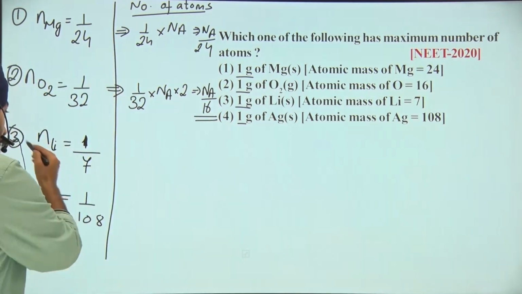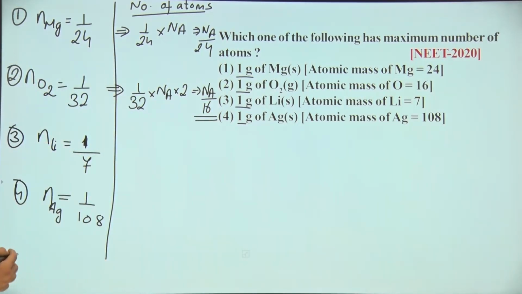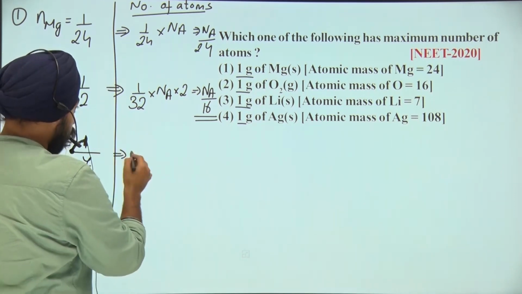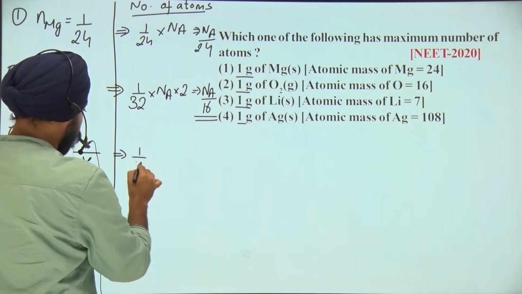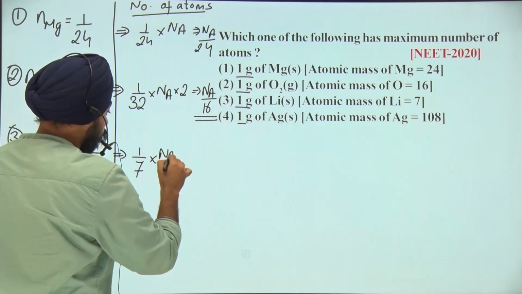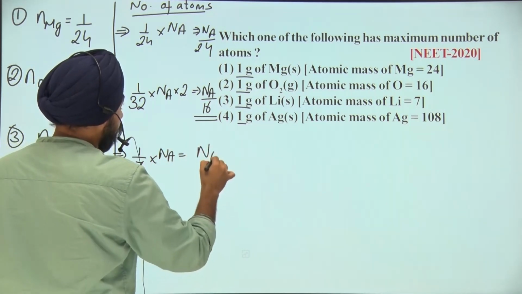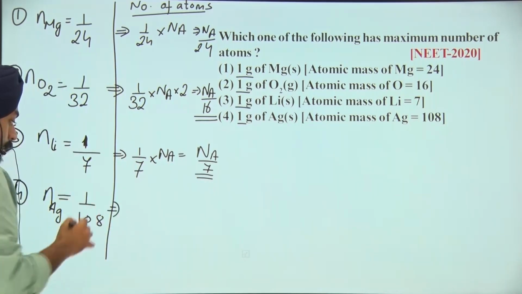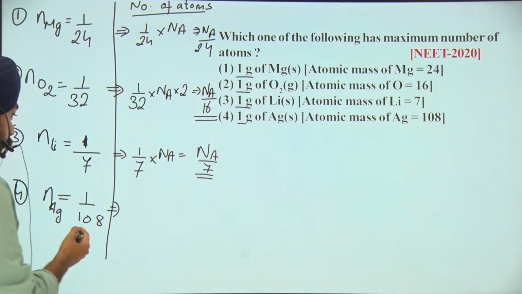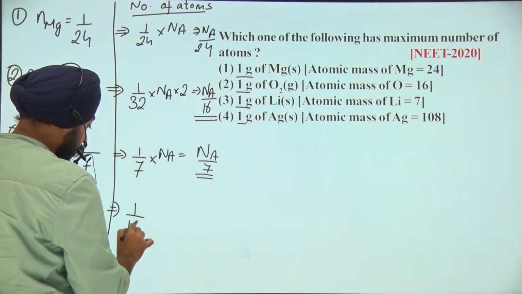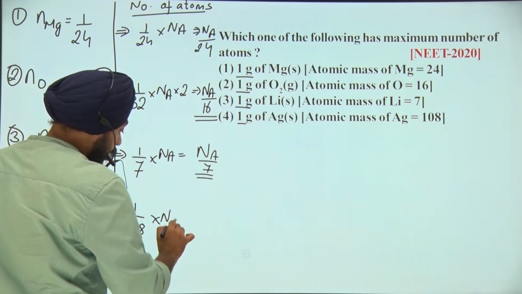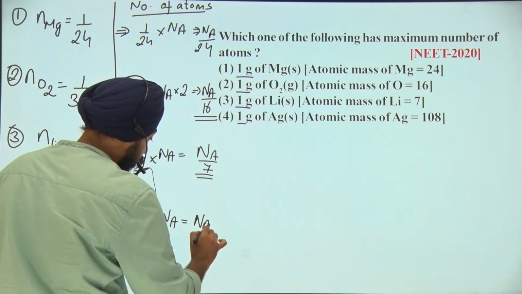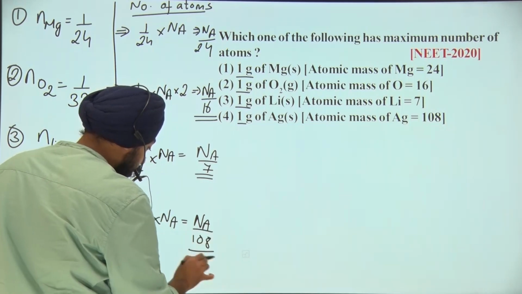Clear? In the third case, students, this is again an atomic form only. So number of atoms will be equal to 1 by 7 into Na. So this will be equal to Na by 7. And in the last case, silver is again an atom. So this will be 1 upon 108 into Na. This will be equal to Na divided by 108.